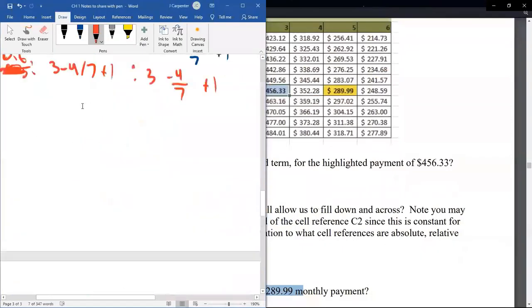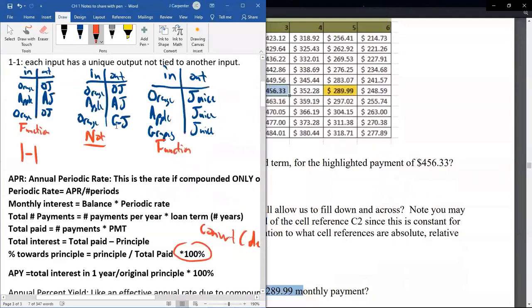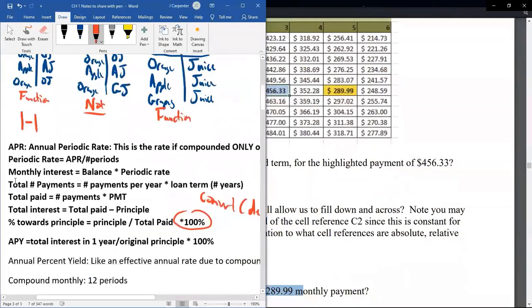in the chapter 1 notes to share, and they were bolded and we said they were super important. How do you find your total number of payments? Take the number of payments times the loan term. How do you find the total paid? Number of payments times payments. So you'll be using those. How do you find total interest? Take the total you pay minus the principal you borrow, which was that $15,000.